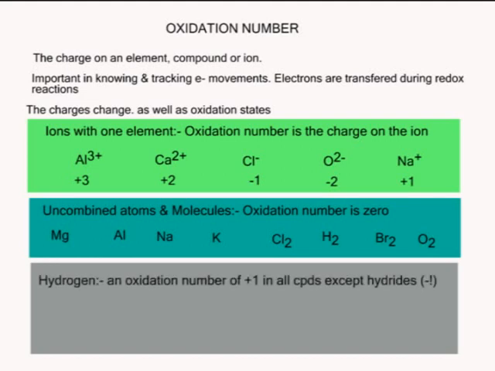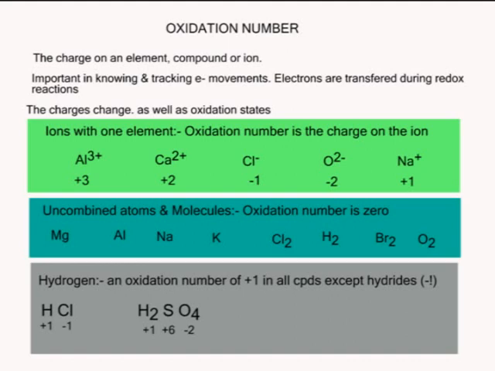Now, hydrogen has an oxidation number of positive 1 in all compounds except metal halides, where it is negative 1. For example, in hydrochloric acid, the hydrogen has a charge of positive 1 and the chloride has a negative 1. In sulfuric acid, the hydrogen again has an oxidation number of positive 1. Sulfur has an oxidation number of positive 6, and oxygen has negative 2.